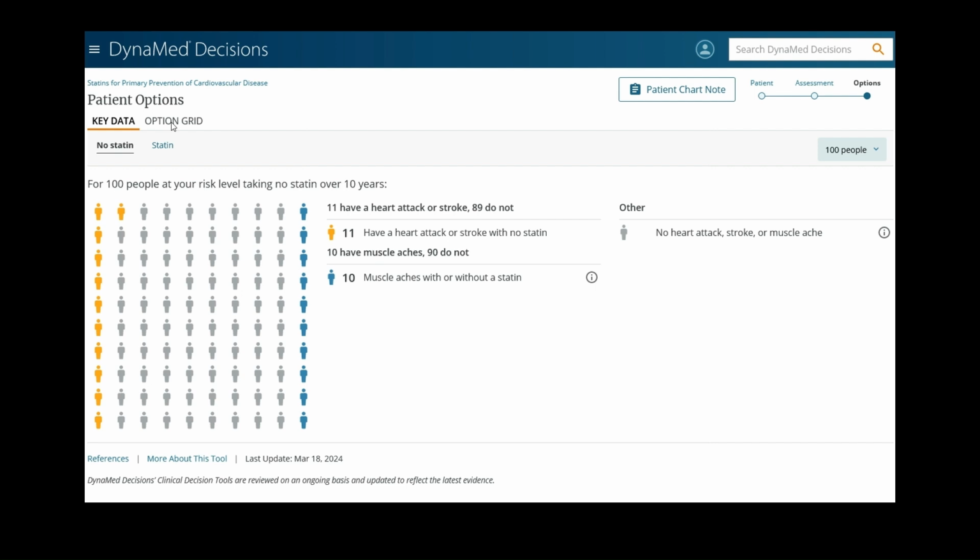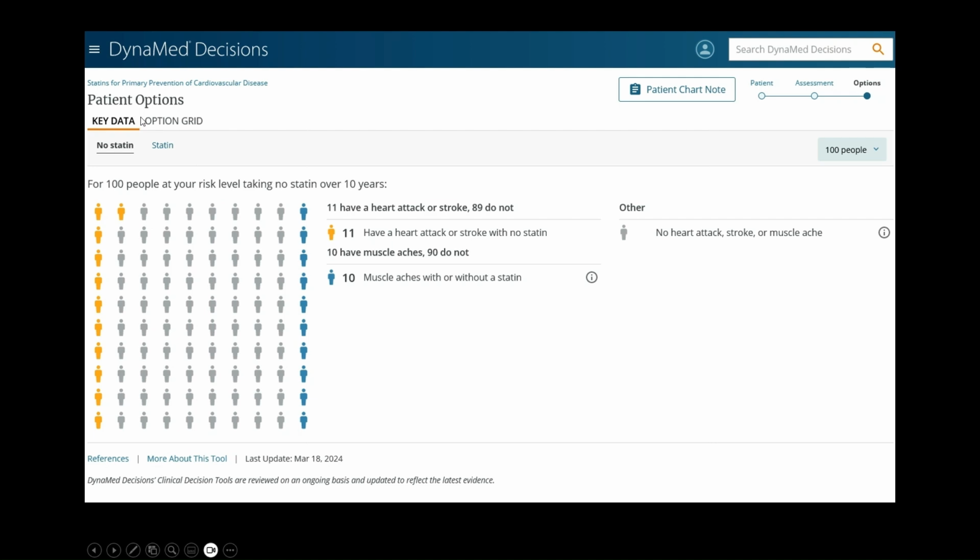Whereas in this case, statins for primary prevention of cardiovascular disease, shared decision-making is a core part of the clinical course of care. So the takeaway there is there are different tool types from DynaMed Decisions. Some are purely clinical decision support, where there is no shared decision-making component. Some clinical decision support tools have both clinical decision support and shared decision-making, like the tool that we're looking at now. And some tools from DynaMed Decisions only have shared decision-making support, because that is the key focus of that tool.